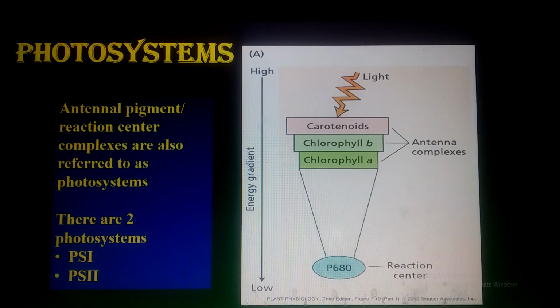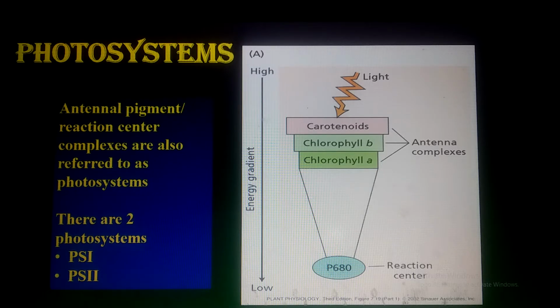Now, what is photosystem? Photosystem basically consists of the antenna complex and the reaction center. Now, what is the antenna complex and what is the reaction center? You can see here in the figure. The antenna complex is composed of the carotenoids and chlorophyll. Carotenoids are the accessory pigments which directly absorb the sunlight and then transfer it to the chlorophyll.